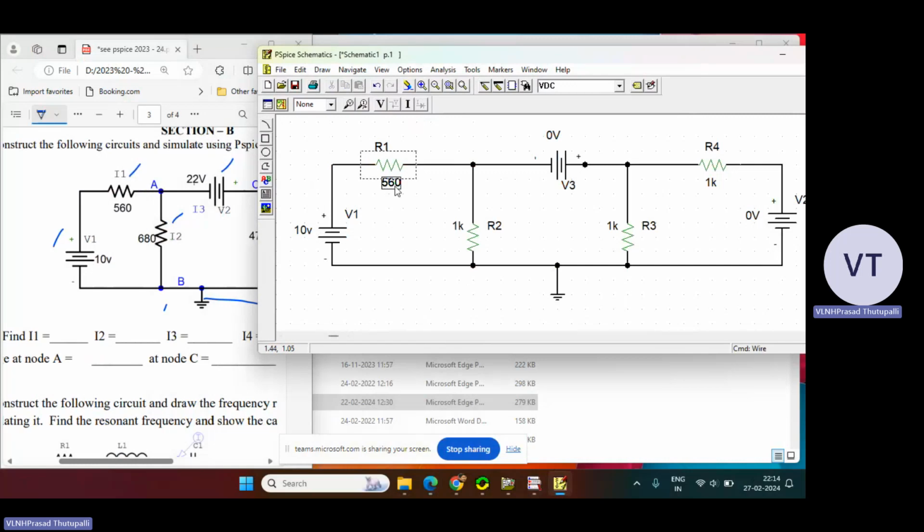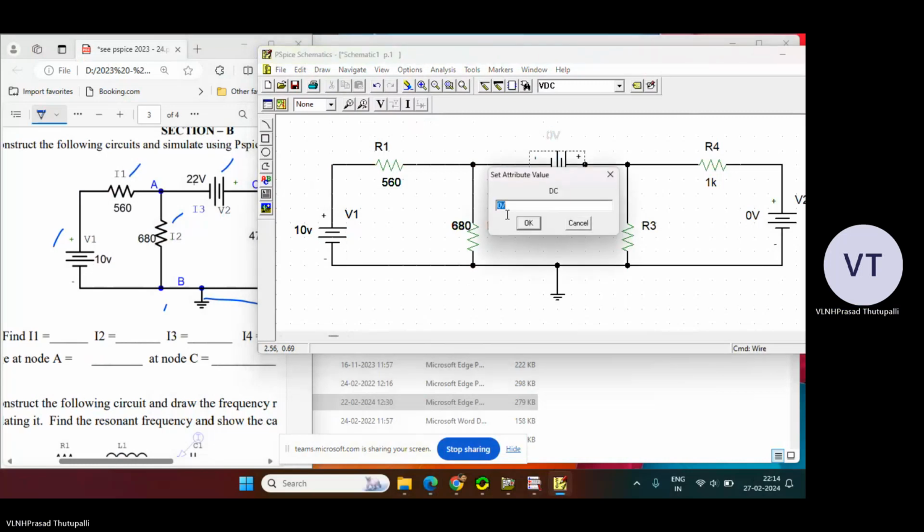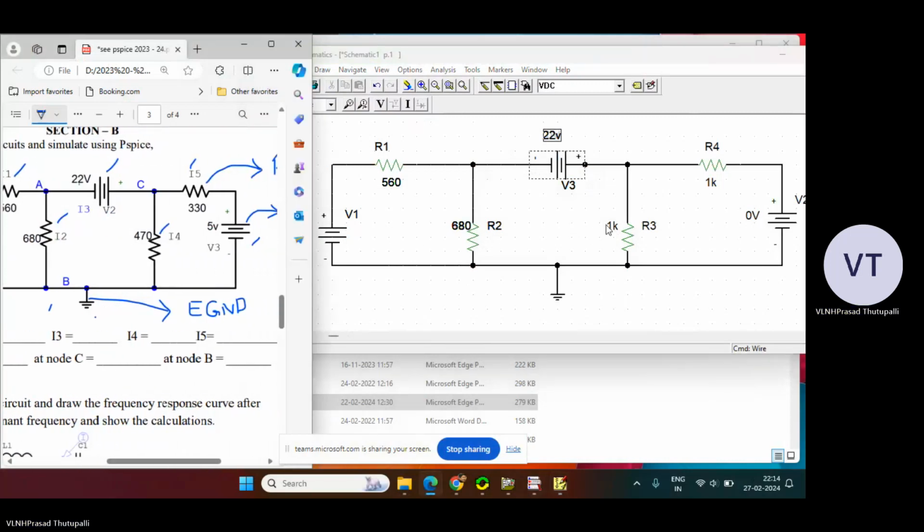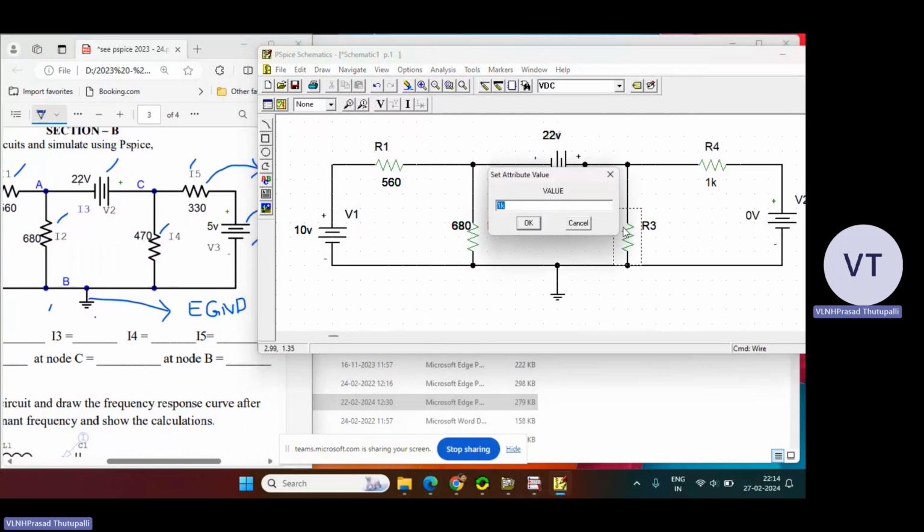So the value of this resistor should be 560 and this should be 680. So I'm changing it directly to 680, and this should be 10 volts and this one should be 22 volts, and this one should be something like 470 ohms. The value of this resistor is 330 ohms. So I am changing this by double clicking the value box, that is 330, and the value of this voltage supply is 5 volts. So I'll change this to 5 volts.